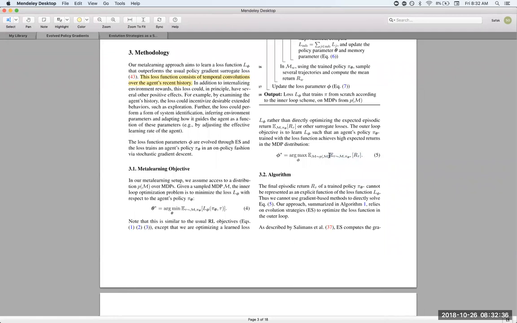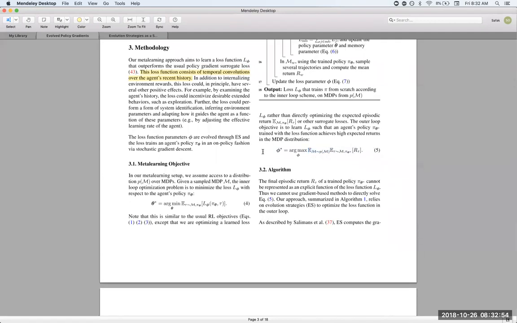And outside we have the outer loop, which optimizes the policy with respect to the loss function parameters phi. So at the final state, phi star, the loss function parameters are learned, which will have trained the parameters of the policy network, theta star. So it puts the theta star inside and the phi star outside here.